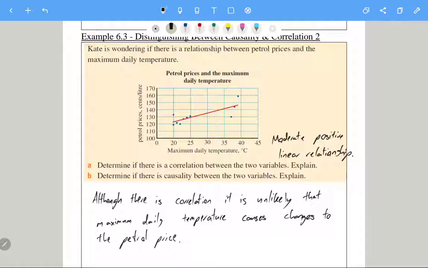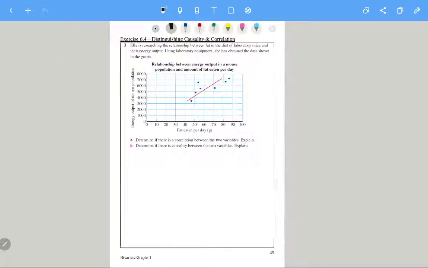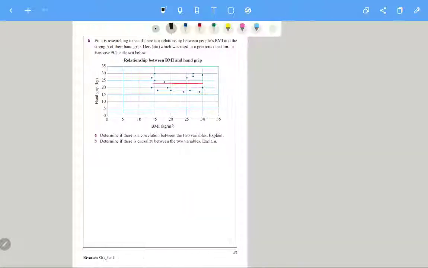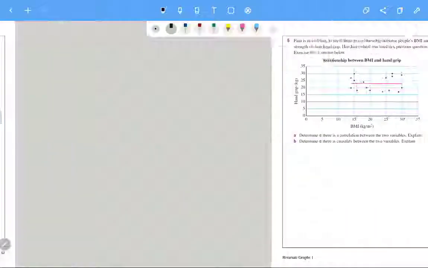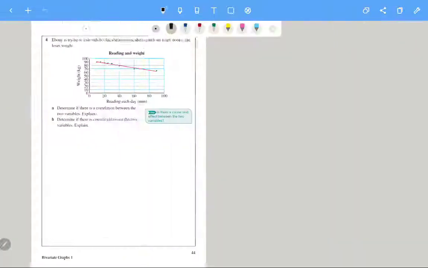There's only correlation. Alrighty, so there's a few questions for you to have a look at and just have a think about whether it does actually make sense for there to be correlation and causation, and then make sure you check your answers at the end.